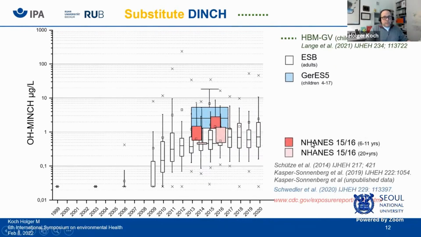Again, the data from NHANES. This time you can see the DINCH exposure in the States is not that high compared to the terephthalate, which could be explained maybe by DINCH being a chemical introduced by the German company BASF, and probably the terephthalates are more produced by American companies. It could be an explanation.